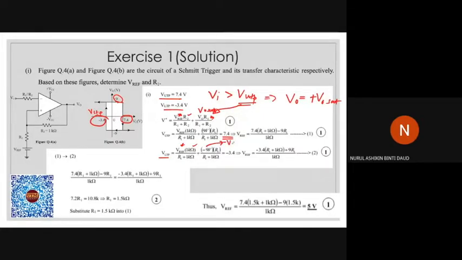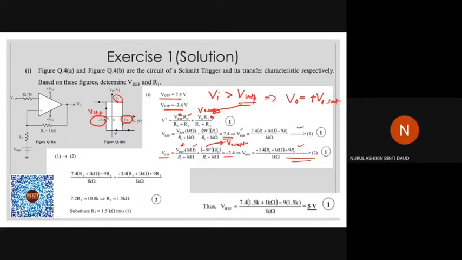Minus VO saturation here, which is minus 9. Then R1 you need to find, and it will be equal to the VLTP value, which is minus 3.4. Rearrange this equation and you will get another equation, equation number 2. Since you have two equations, both equations contain the same unknown, which is R1.